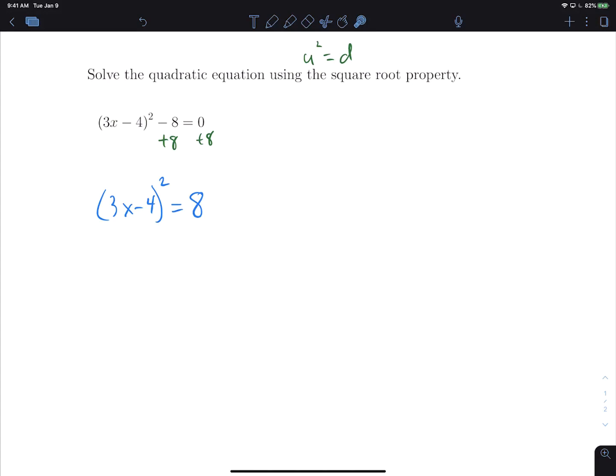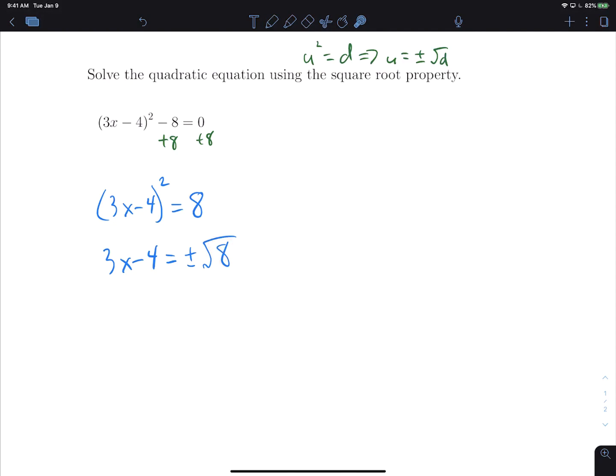Excellent. And using the square root property, what I can do is whatever's in parentheses, just leave it in the left-hand side, equals plus or minus the square root of whatever's on the right-hand side. So there you go. This is what you want to get to. And then, of course, simplify the square root of 8.